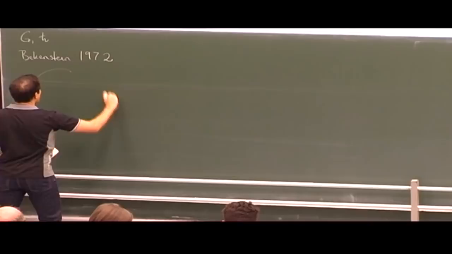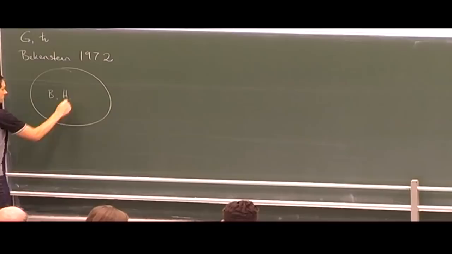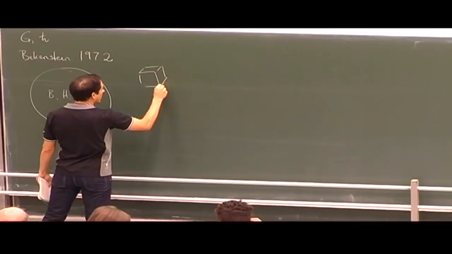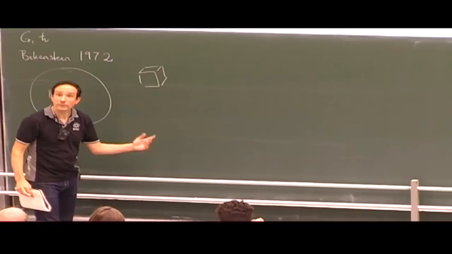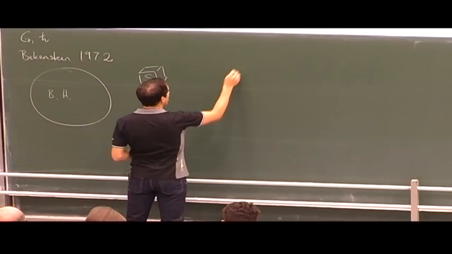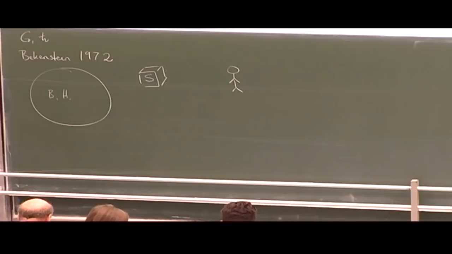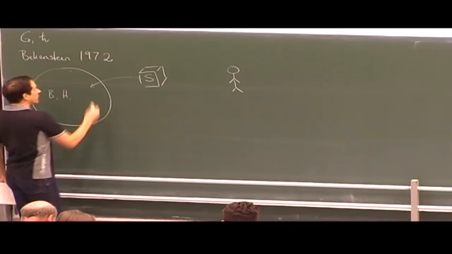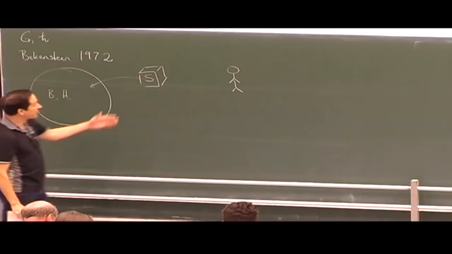So here's a black hole, and here is a box containing gas, or maybe radiation, or something at some temperature. And so this box has some entropy S, some thermodynamic entropy S. And maybe there's other stuff, it won't matter. And then there's an observer here. And the question that they asked is, what if we throw this entropy into the black hole? And more specifically, what happens to the generalized second law, to the second law of thermodynamics?